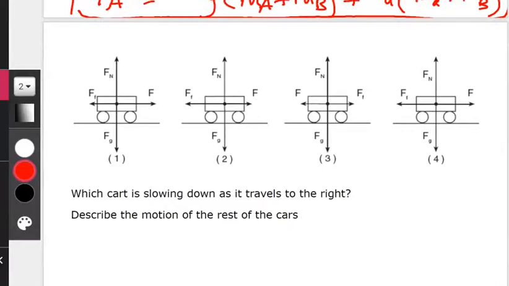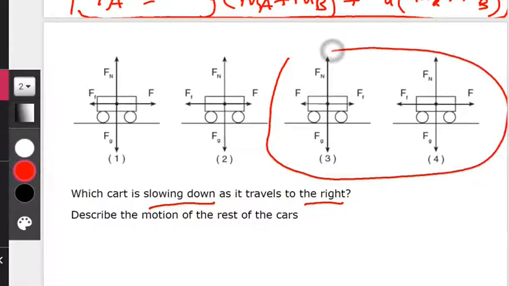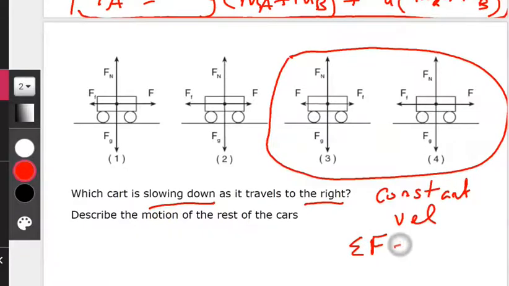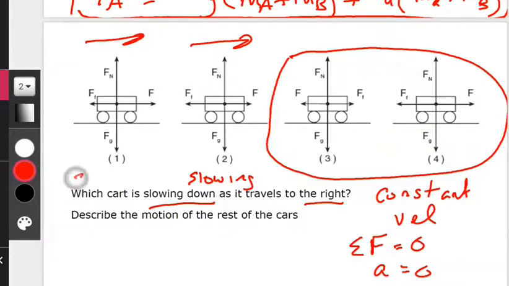Which cart is slowing down as it travels to the right? They're all traveling to the right. Which one's slowing down? Well, I tell you what, these two are not slowing down. They're moving at constant velocity. Do you know why I know that? Because the sum of the forces equals zero, so A equals zero. That's what Newton would say. Slowing down, this one's slowing down as it goes to the right. This one is speeding up.